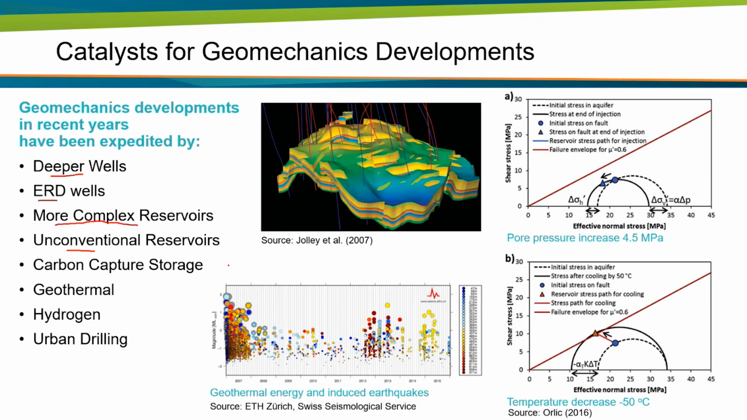So here you see some example of a complex reservoir from this source of Jolly et al. That is a book called Introduction to Complex Reservoirs. Down here you see another example of a geothermal project in Alsace in France. It's a relatively populated area, and the geothermal injection caused some earthquakes with magnitudes on the Richter scale of up to 2.